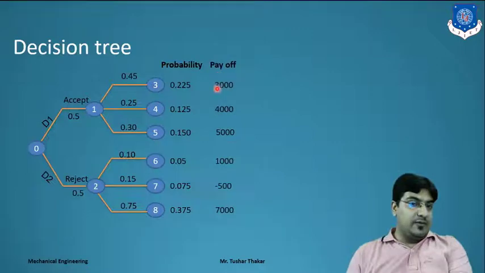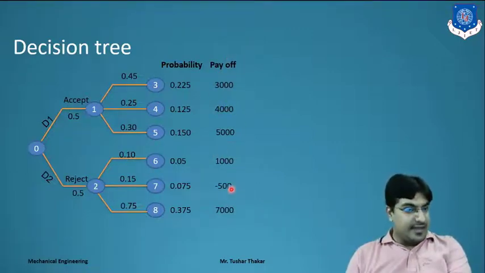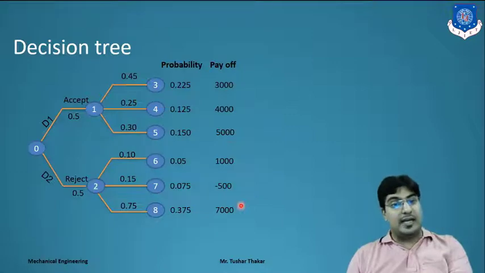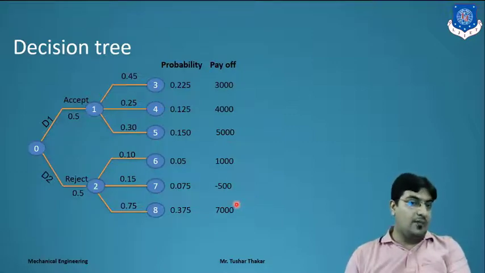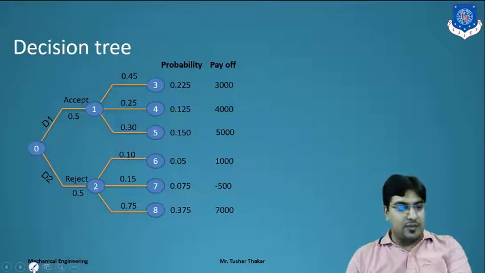Now we put here the payoff which was given in the data. What we have to simply write over here: for accepting the order, this type of payoff will be obtained, and for rejecting the order, this type of payoff will be obtained. Now we calculate the EMV, means expected payoff. So what we have to do? We have to multiply this value.